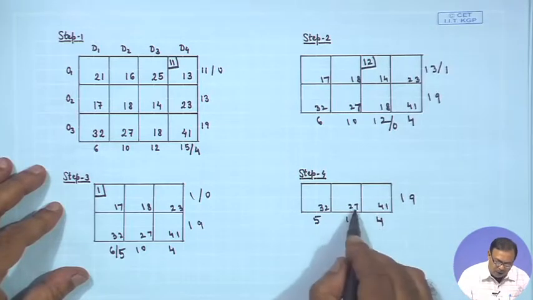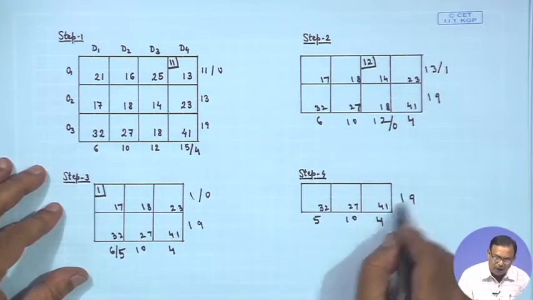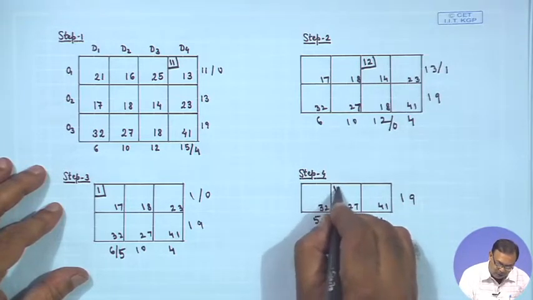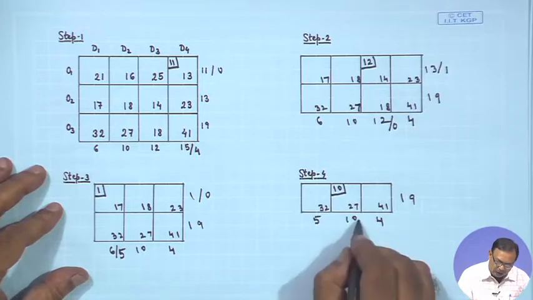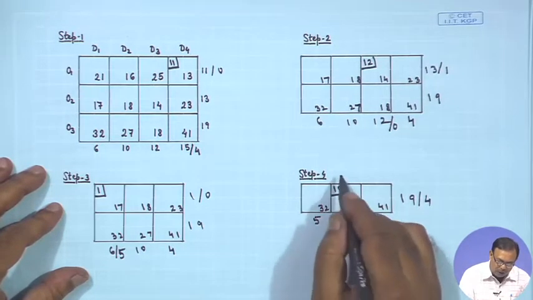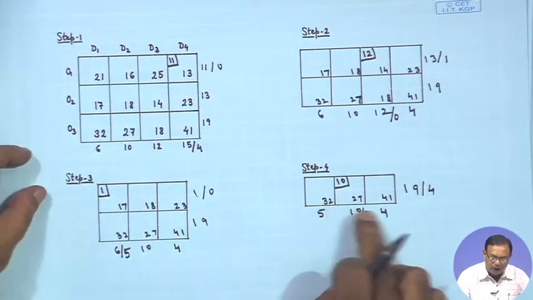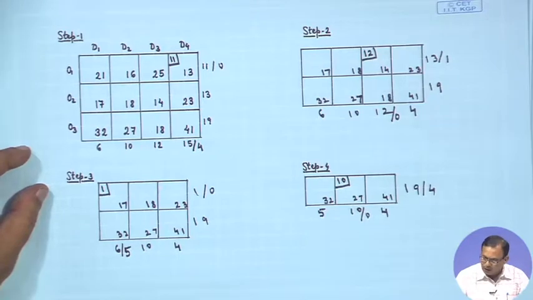Minimum of this is 27. So, I am allocating minimum of 10, 19, the availability and demand 10 over here, and this will be 0, this will be 4. Now, this column will be removed and I will have only 2 cells which will contain 32 and this 41.